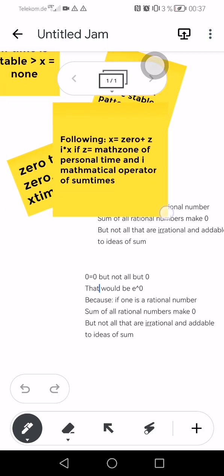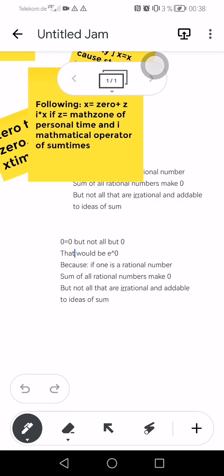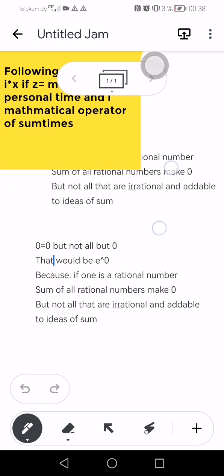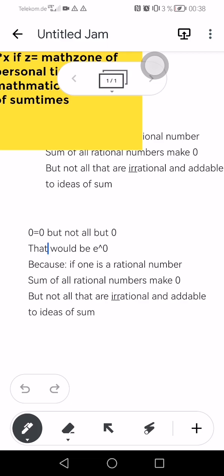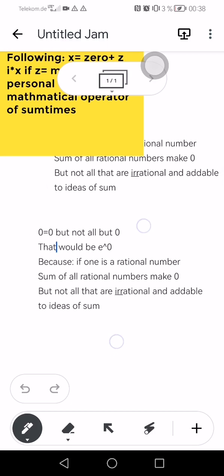Because there we come to the whole mathematical deduction, which is that 0 is 0, but not all but 0. And that would be e square 0, because if 1, meaning the number 1, is a rational number, the sum of all rational numbers would make 0, as everyone knows. 1 plus minus 1, 2 plus minus 2 makes 0. But not all that are irrational and addable to ideas of sum.